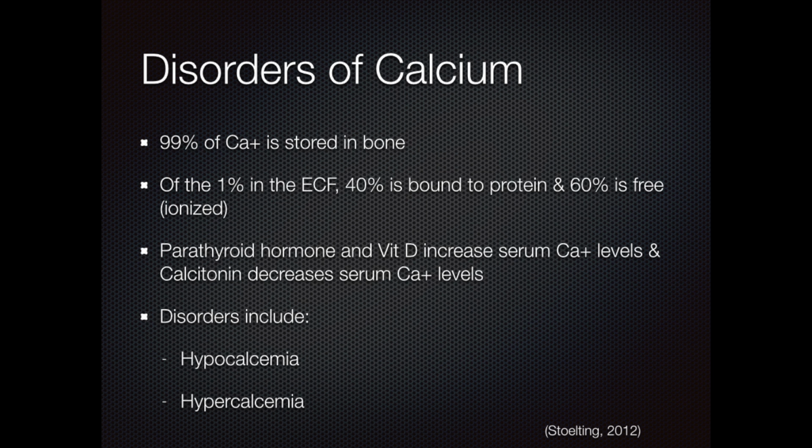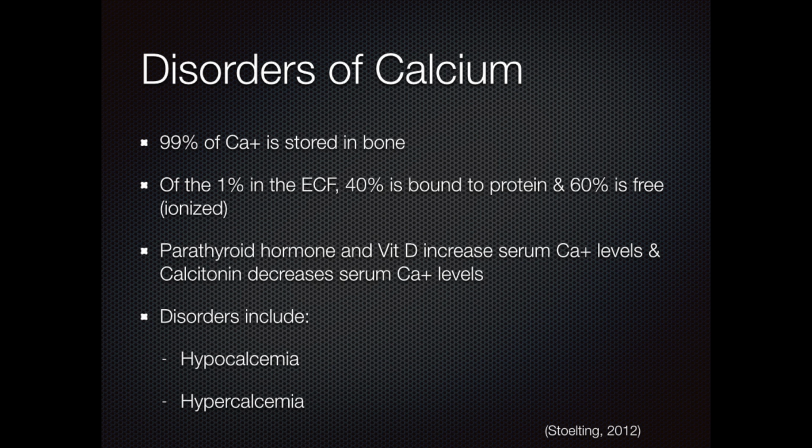Most of total body calcium is stored in bone, with only 1% present in the extracellular fluid. 60% of the calcium in the extracellular fluid is free or coupled with ions, while the other 40% is bound to proteins. Therefore, serum protein and pH levels can alter the ionized calcium concentration.